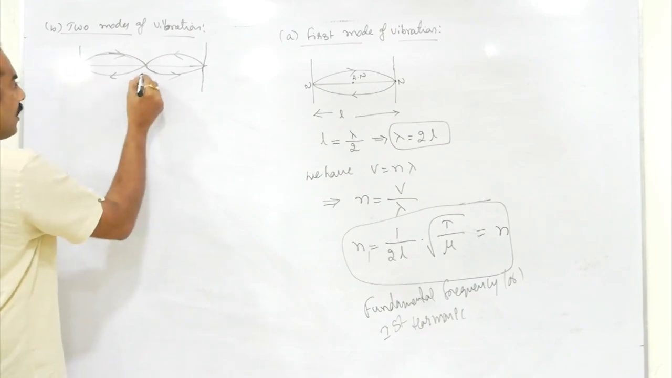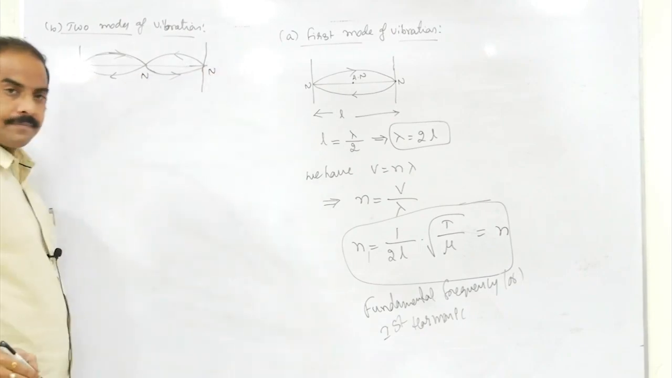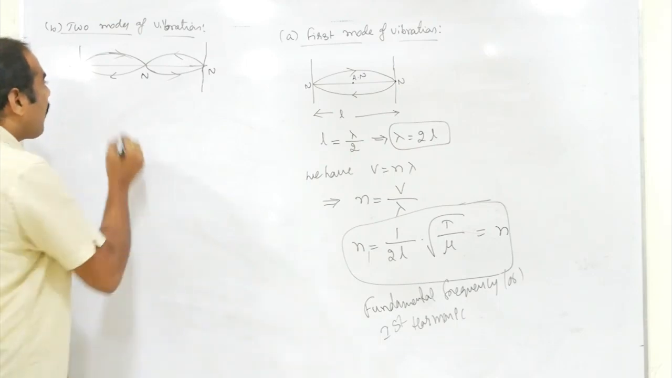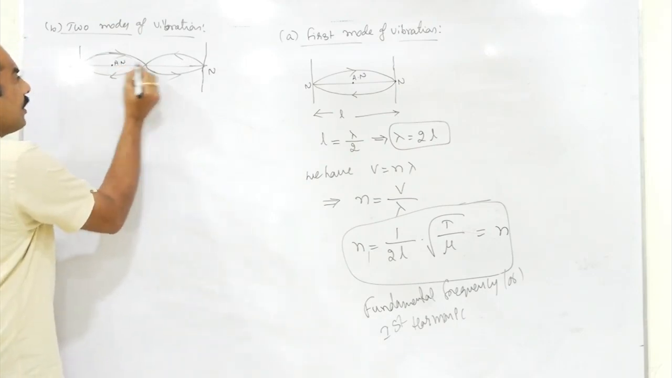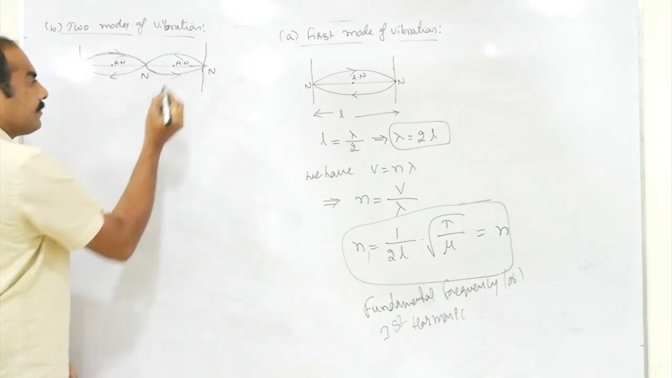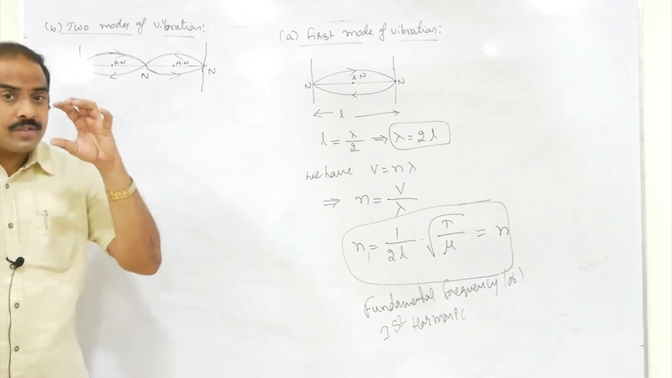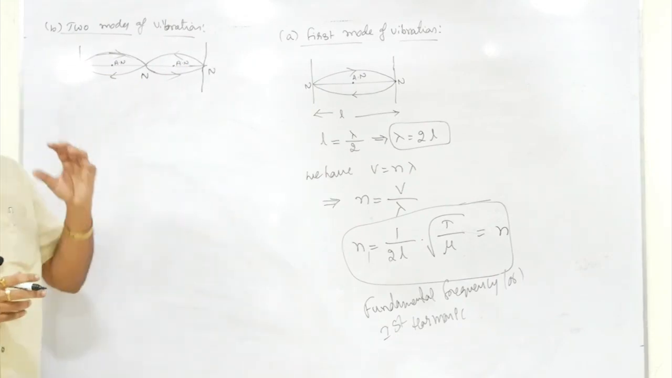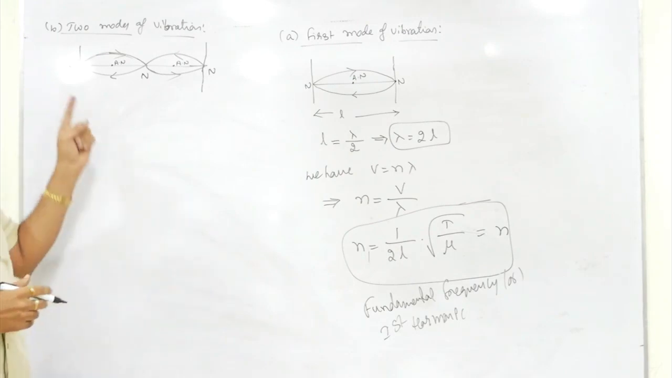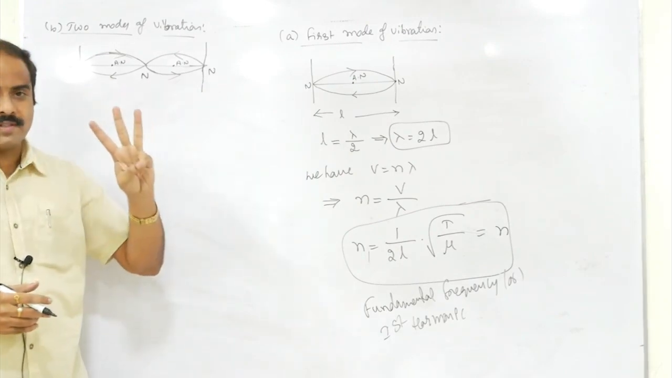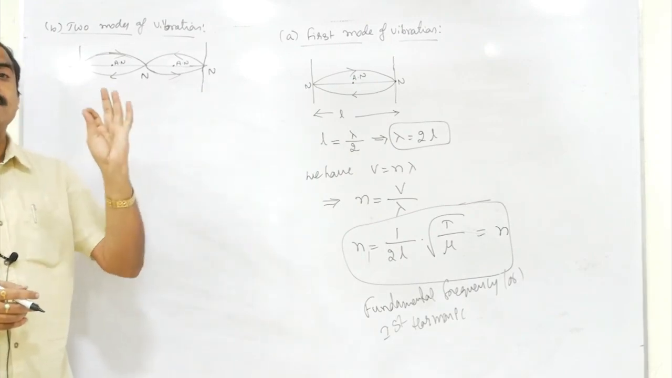So if it vibrates with 2 modes, or 2 segments, or 2 loops, how many nodes are formed? 1, 2, 3. How many antinodes are formed? This is the first antinode. This is another antinode. So when the string vibrates with 2 segments or 2 loops, 3 nodes and 2 antinodes are formed.